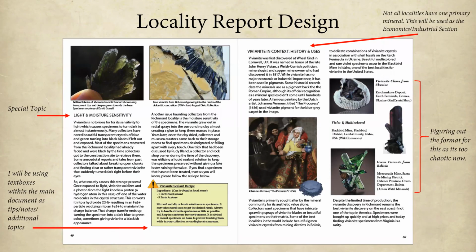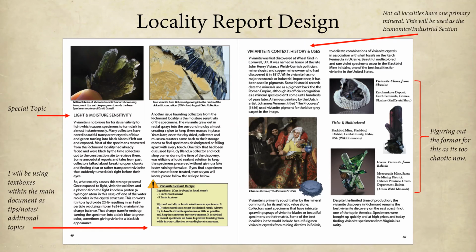All right, and here's a second example page. This is around 2 pages later into the discussion here. And we're looking at a special topic, right? The special topic of light and moisture sensitivity. We're looking at a solution that Rudy Bland mentioned in his 1966 article, which was basically saying, how do you seal a lot of the Vivianites that came from the Richmond locality that fell apart over the years? And so this is what I mean by including special topics.